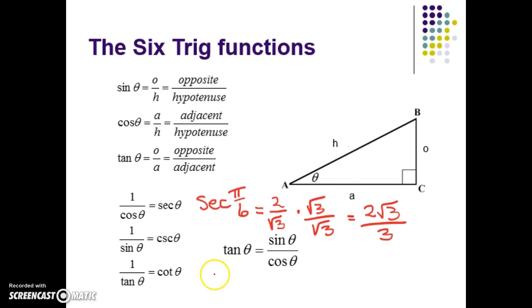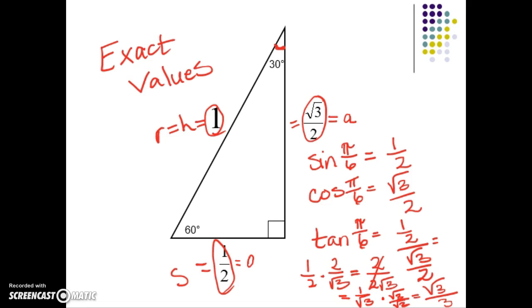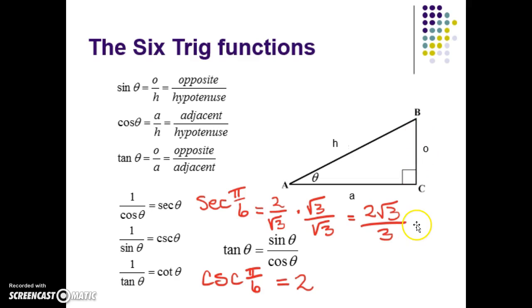Let's talk about the cosecant of pi over 6, and that is the reciprocal of sine. Sine was 1/2, so we know that 2 over 1, or 2, is going to be cosecant, right? If we have opposite over hypotenuse, and cosecant is hypotenuse over opposite, we know that we have 2.